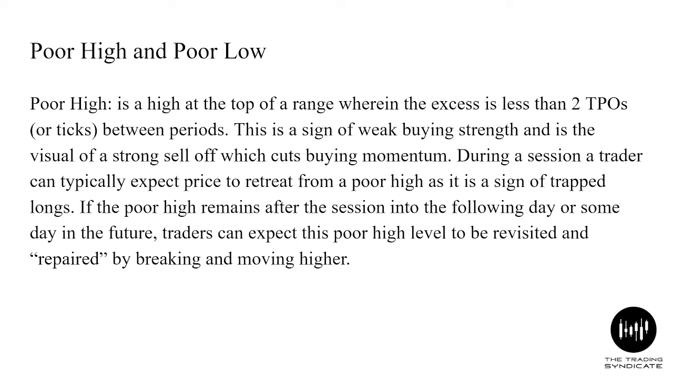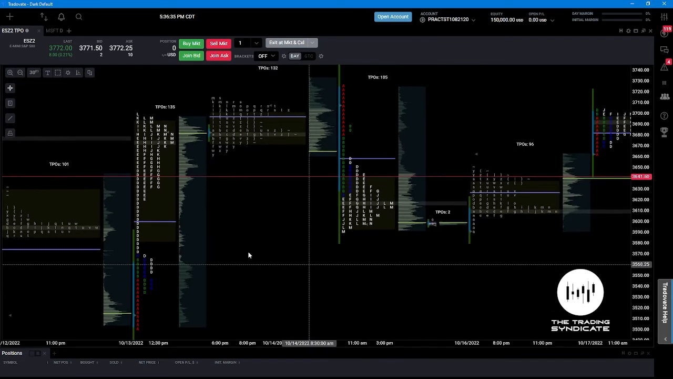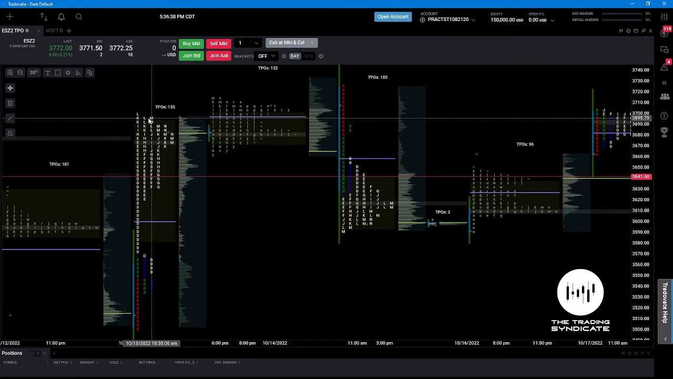Poor high is a high at the top of a range wherein the excess is less than 2 TPOs or ticks between periods. This is a sign of weak buying strength and is the visual of a strong sell-off which cuts buying momentum. During a session, a trader can typically expect price to retreat from a poor high as it is a sign of trapped longs. If that poor high remains after the session and into the following day or someday in the future, traders can expect this poor high level to be revisited and repaired by breaking and moving higher. Here we see an example of poor highs across 2 periods.